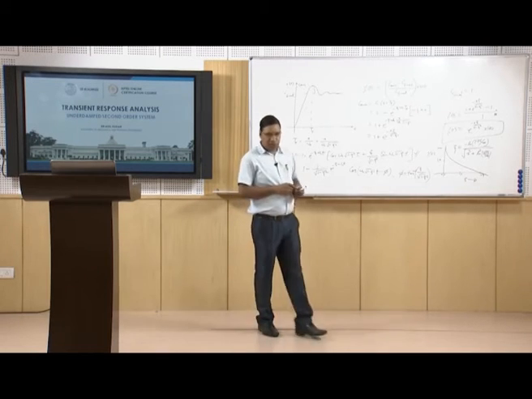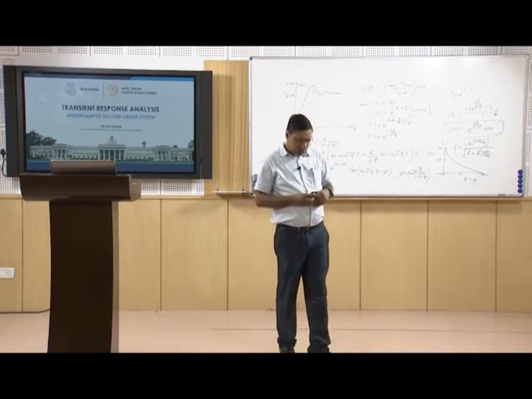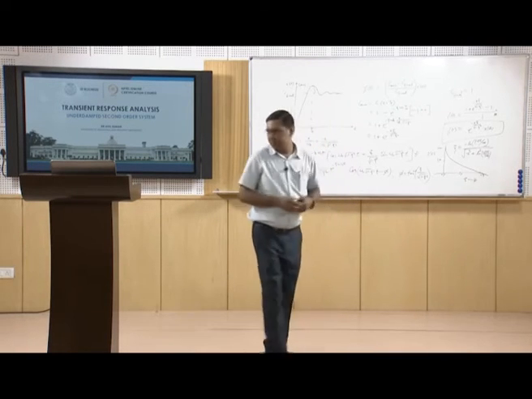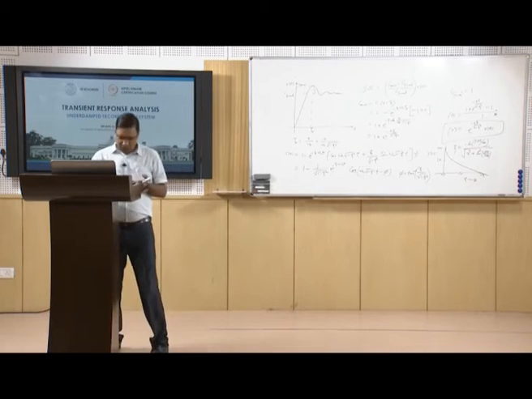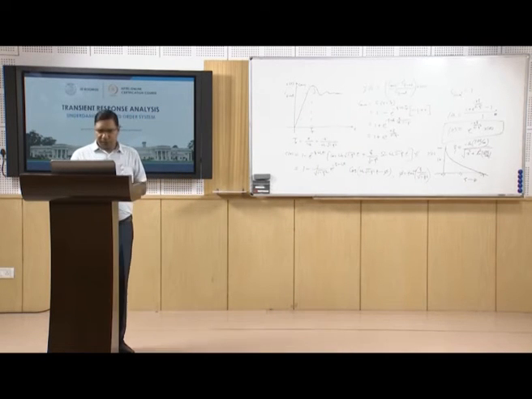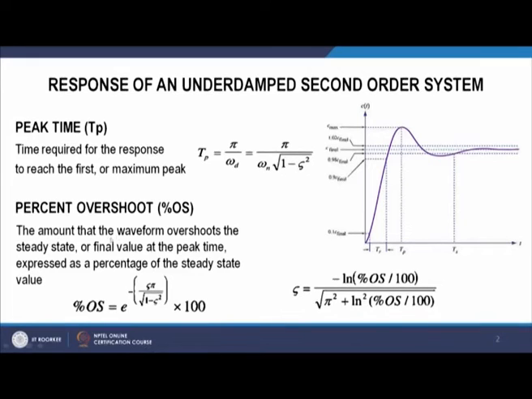So we have discussed this percent overshoot. Here we have discussed the percent overshoot, the amount that the waveform overshoots the steady state or final value at the peak time, expressed as a percentage of the steady state value. So this is percentage overshoot, and this is the damping in terms of percentage overshoot.